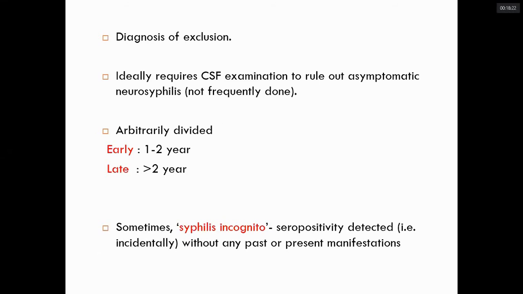Latent syphilis is further divided into two stages, early and late. Up to 2 years, it is called early latent syphilis, and if it is more than 2 years, it is called late latent syphilis.